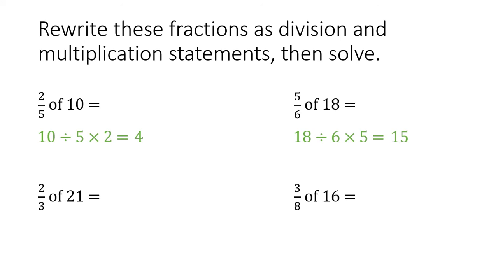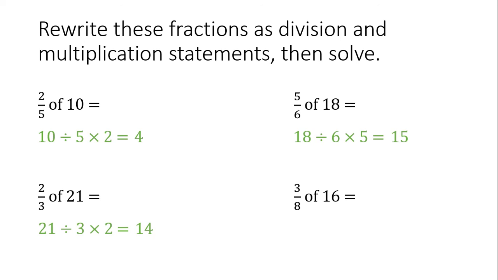Question in the bottom left. 2/3 of 21. Divide 21 by the denominator of 3, multiply it by the numerator of 2. 21 divided by 3 is 7, and then 7 times 2 is 14. So 2/3 of 21 is 14.